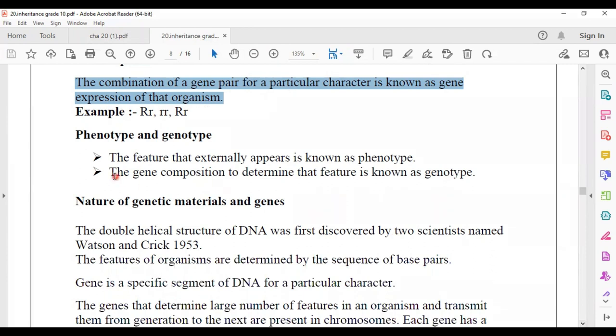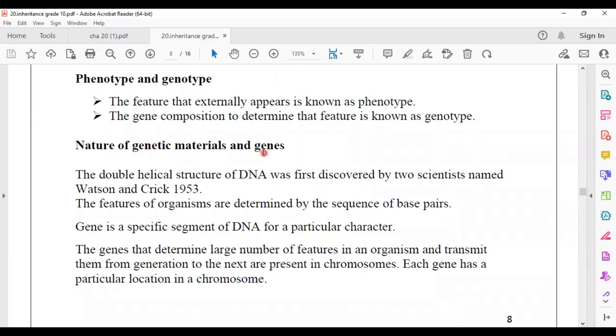Now we'll see phenotype and genotype. The feature that externally appears is the phenotype. In capital T, simple t, we call it a tall plant. That is the feature that externally appears. Tall is the phenotype. And the gene composition that determines that feature is known as the genotype. That means if we represent it as capital T, simple t, it is the genotype. Phenotype is tall. Genotype is capital T, simple t. In capital T, capital T also, capital T, capital T is the genotype. Tall is the phenotype. And if they are simple t, simple t, simple t, simple t is the genotype, and short is the phenotype. The externally appearing character is the phenotype. Gene composition is the genotype.